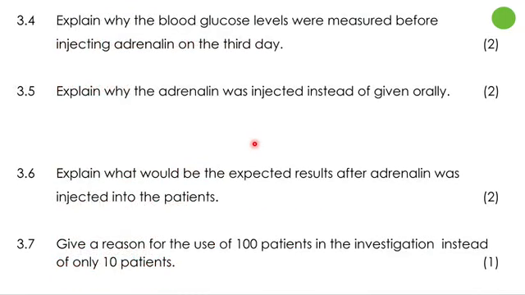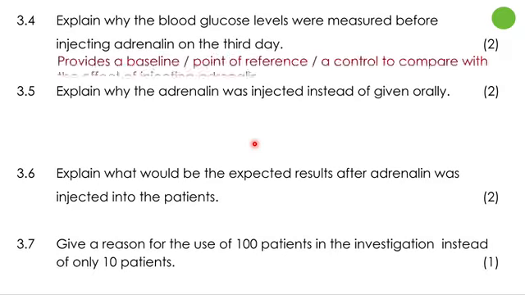Explain why. Explain means it has to be cause and effect. So explain why the blood glucose levels were measured before injecting adrenaline on the third day. Remember, we wanted to see what the effect of the adrenaline was. So if I don't have a level to compare it with, how can I then measure the effect of the adrenaline? So the measurement beforehand is for us to compare the level afterwards with. So that is actually my control. It provides a baseline, a point of reference, a control to compare with the effect of injecting adrenaline.